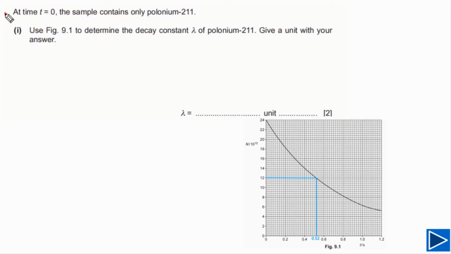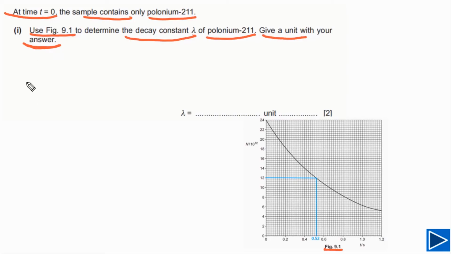For part B1, it is given to us that at time t equal to 0, the sample only contains polonium-211. For part B1, we need to use figure 9.1, which means we have to use this figure, and we need to determine the decay constant lambda of polonium-211. Give a unit with your answer, which means we have to write down the unit for the answer as well.